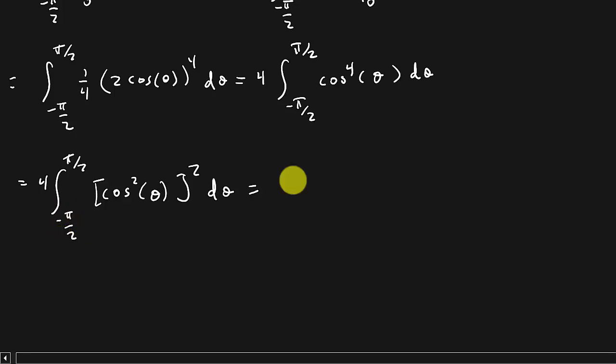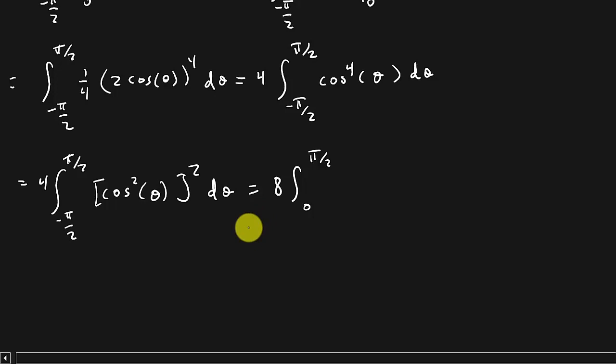And so to do that, I would have to go from 0 to pi over 2, and that's going to be cosine squared theta and all that squared. But before I do that, that's going to be 8 out there, right? Because instead of going from negative pi over 2 to pi over 2, I'm going to go from 0 to pi over 2, so that means I have to double it. So 2 times 4, that gives me the 8.